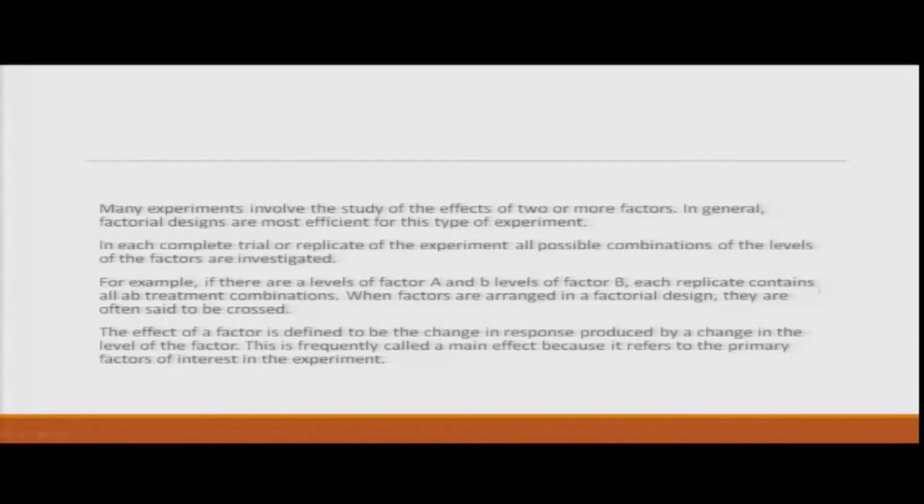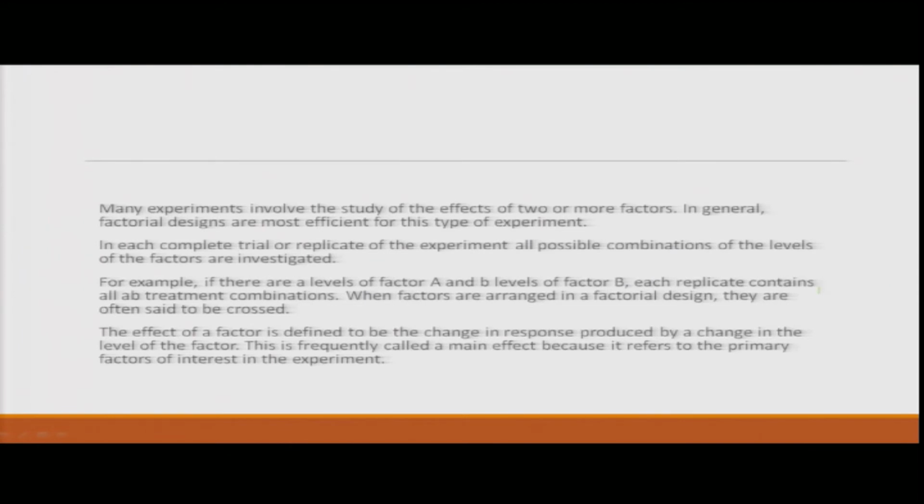Many experiments involve the study of the effects of two or more factors. In general, factorial designs are most efficient for these types of experiments. In each complete trial or replicate of the experiment, all possible combinations of the levels of the factors are investigated. For example, if there are a levels of factor A and b levels of factor B, each replicate contains a times b treatment combinations. So, you are basically finding the treatments and the combinations accordingly.